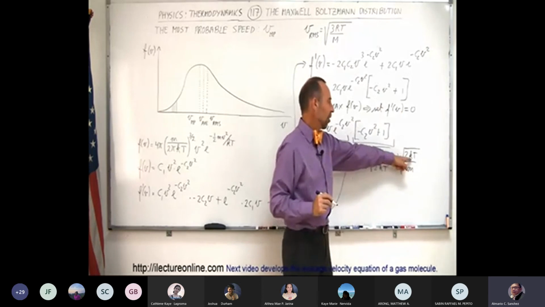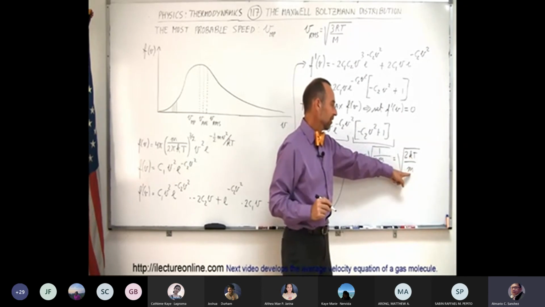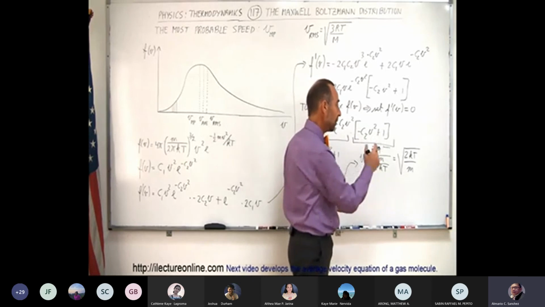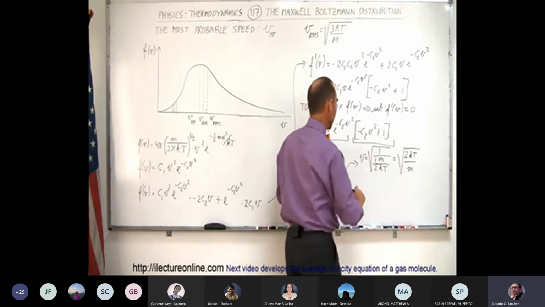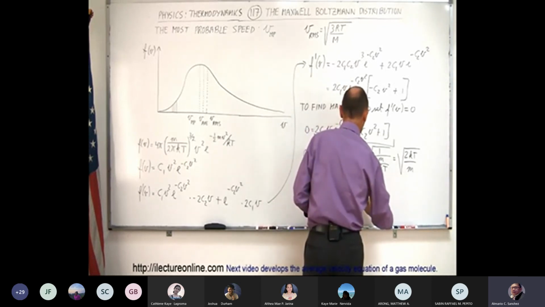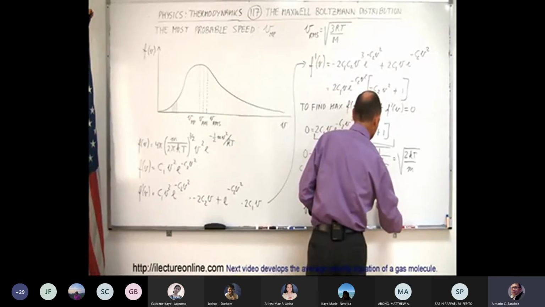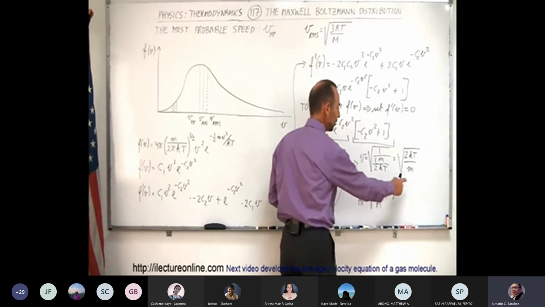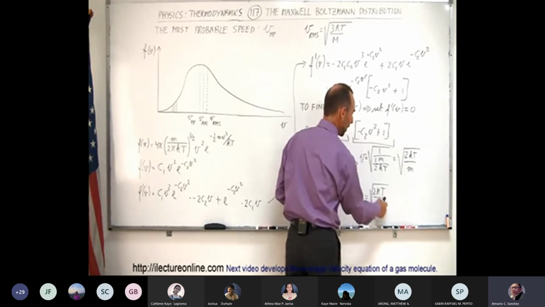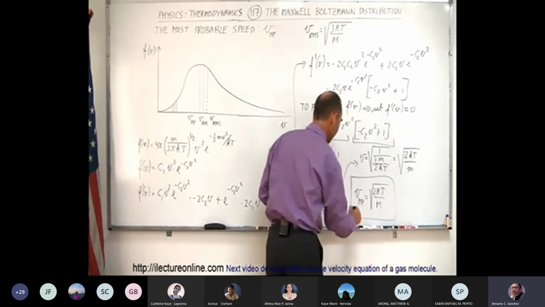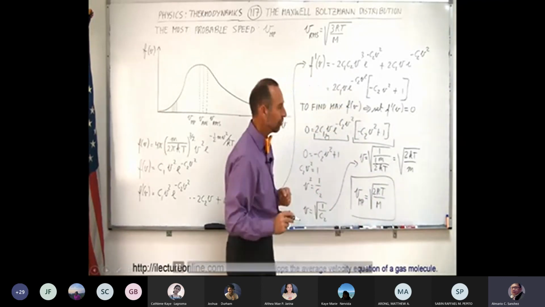And then, of course, this is R divided by Avogadro's number, and this is the mass of a single molecule. So if I multiply the top and the bottom by Avogadro's number, I can then say that v most probable is equal to the square root of 2RT divided by the molar mass. So instead of using the molecular mass, I use the molar mass. Instead of k, I use R. And here's the equation of the most probable velocity.